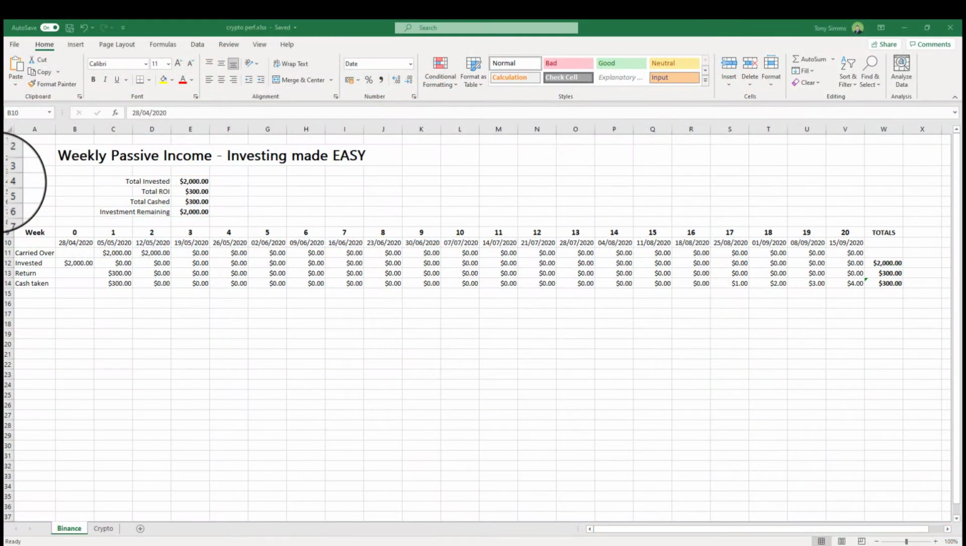I put together this spreadsheet to show exactly what's going on week by week with my investment. As you can see, on the 28th of April, I invested $2,000 with David. I gave him $2,000 worth of Bitcoin and said, invest that for me. Then week by week, I'm tracking what's happening. On the 5th of May, I got my first return. It was $300. I have taken that $300 out and put it back into my Bitcoin wallet.